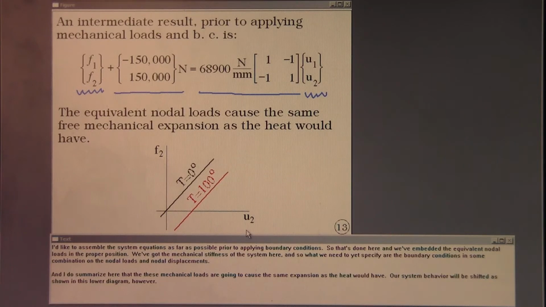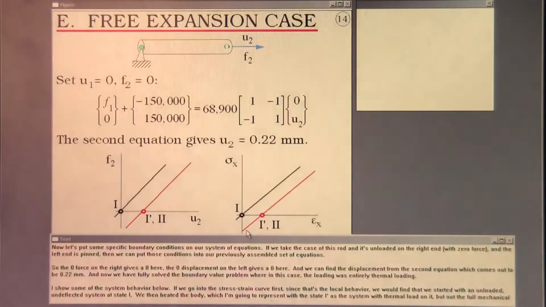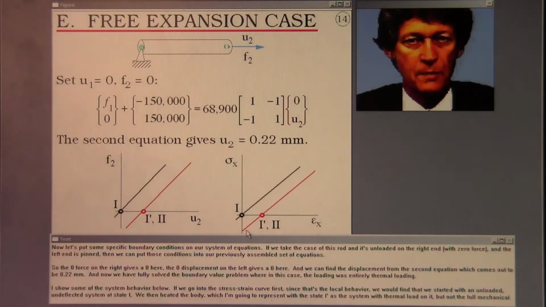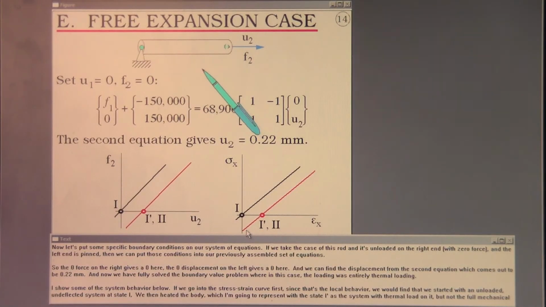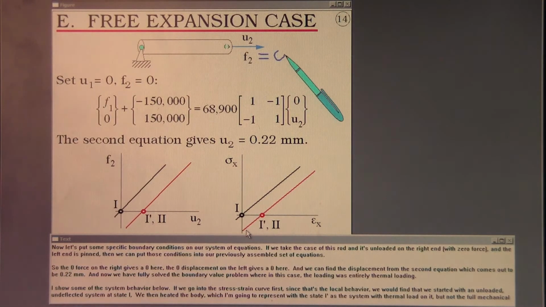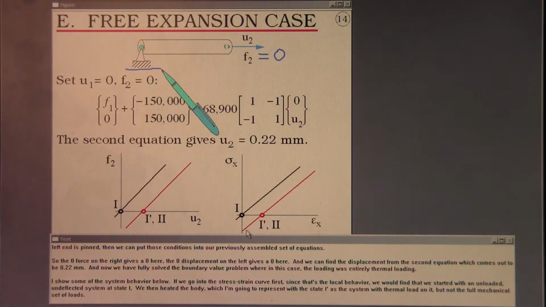I do summarize here that these mechanical loads are going to cause the same expansion as the heat would have. Our system behavior will be shifted as shown in this lower diagram, however. Now let's put some specific boundary conditions on our system of equations. If we take the case of this rod and it's unloaded on the right end with zero force and the left end is pinned, then we can put those conditions into our previously assembled set of equations.